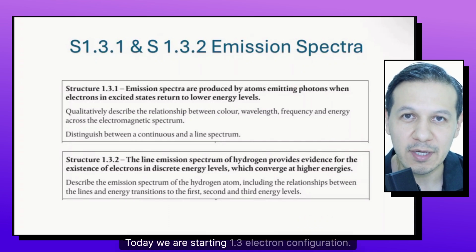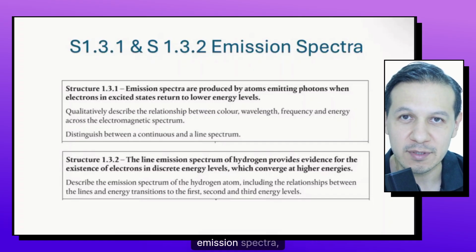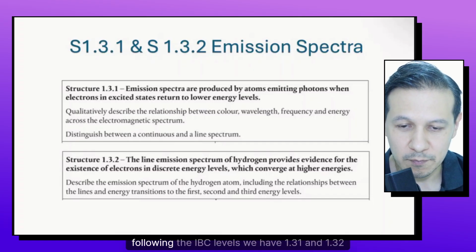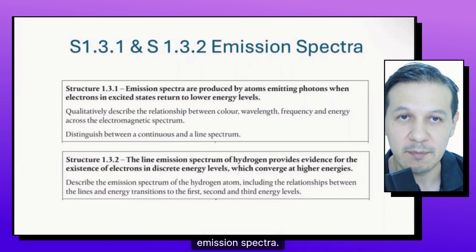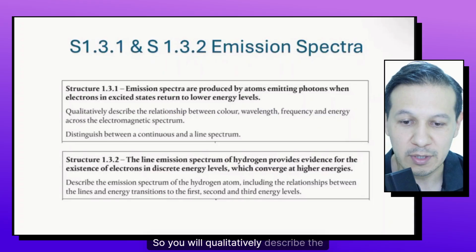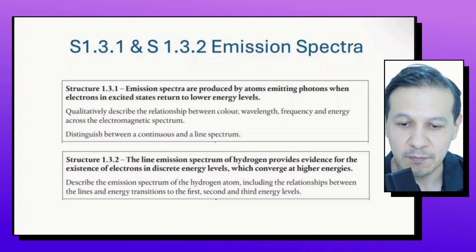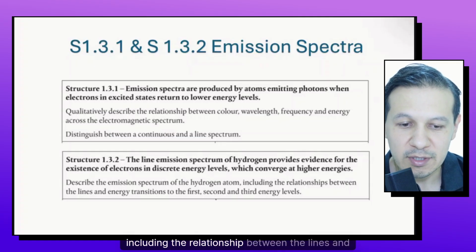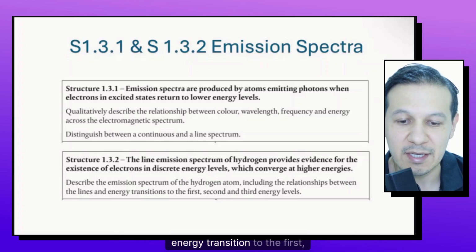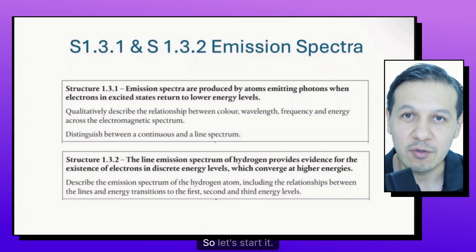Today we are starting 1.3 electron configuration, but before that you need to understand emission spectra. Following the IB levels, we have 1.3.1 and 1.3.2 on emission spectra. You will qualitatively describe the relationship between color, wavelength, frequency, and energy across the electromagnetic spectrum, and you will describe the emission spectrum of the hydrogen atom, including the relationship between the lines and the energy transitions to the first, second, and third energy levels. So let's start.